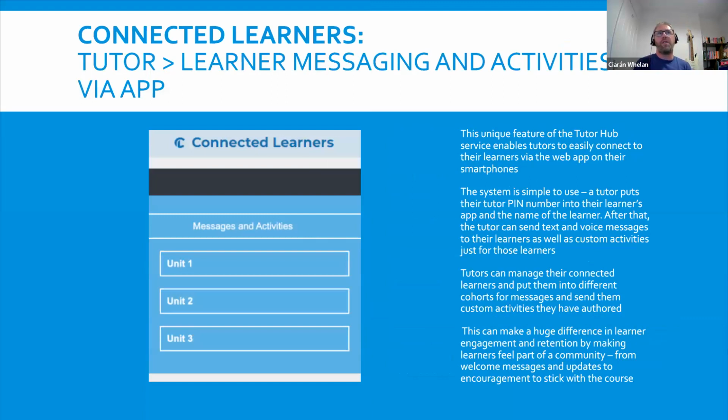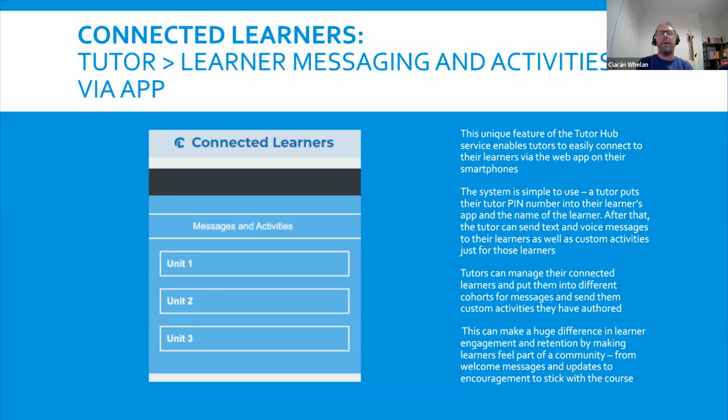Then you've got connected learners. So a tutor to learner messaging and activities via the app. This is a pretty cool function as well. So this unique feature, the Tutor Hub service, enables tutors to easily connect to their learners via the web app on their smartphones. So the system is simple to use. A tutor puts their tutor PIN number into their learner's app and the name of the learner. After that, the tutor can send text and voice messages to their learners, as well as custom activities just for those learners.